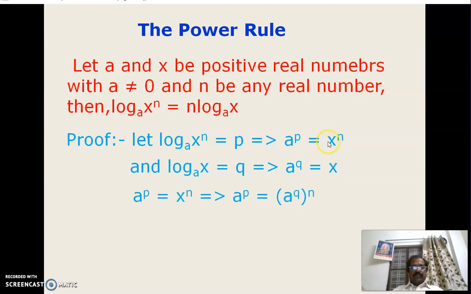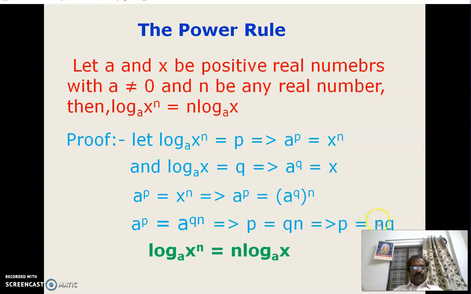Here first equation, a to the power of p is equal to x to the power of n. Here x value substituted, x is equal to a to the power of q. A to the power of p is equal to, instead of x, a to the power of q whole to the power of n. Again this is the laws of indices. A to the power of p is equal to a to the power of q into n. This implies where the bases are equal, equate the powers. p is equal to q into n, which is again commutative property, n into q.